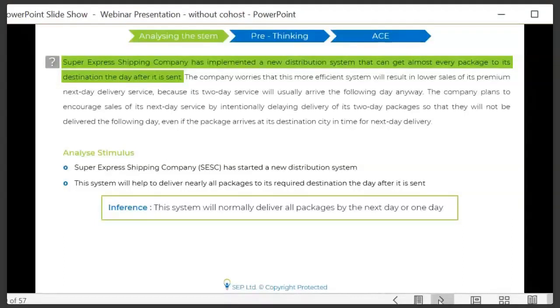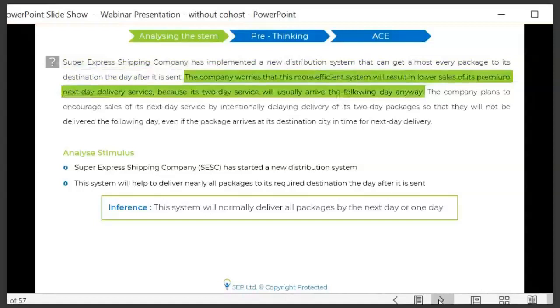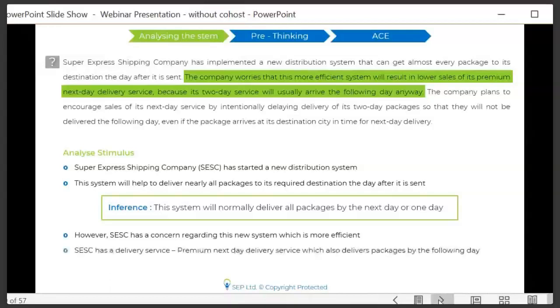Okay, let's read further. The company worries that this more efficient system will result in lower sales of its premium next-day delivery service because its two-day service will usually arrive the following day anyway. Now we have to be careful here. It's a long sentence, so be careful and see what it really means. So what we understand is SESC has a concern regarding the new efficient system. What is the concern? SESC has a delivery service called the Premium Next Day Delivery Service, which also delivers packages by the following day. So understand, Premium Delivery Service delivers packages the next day.